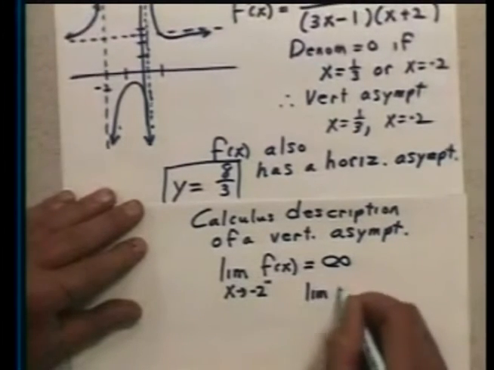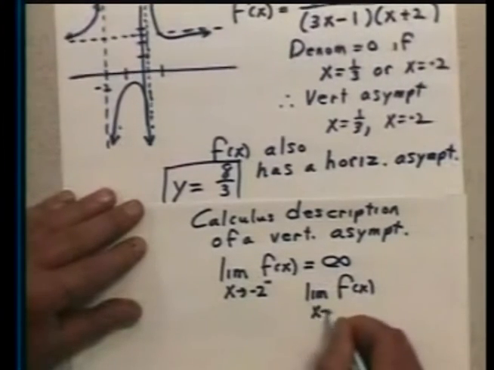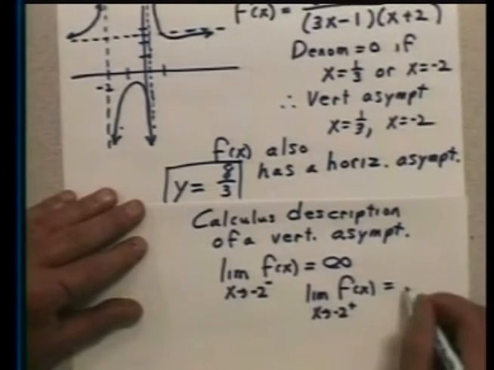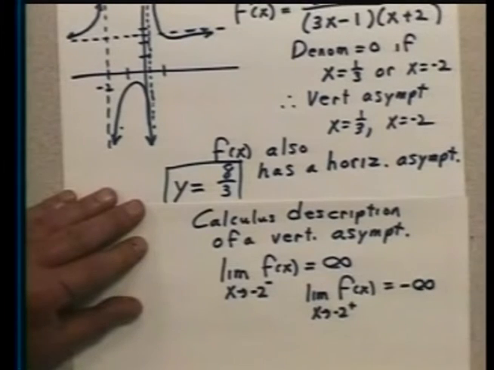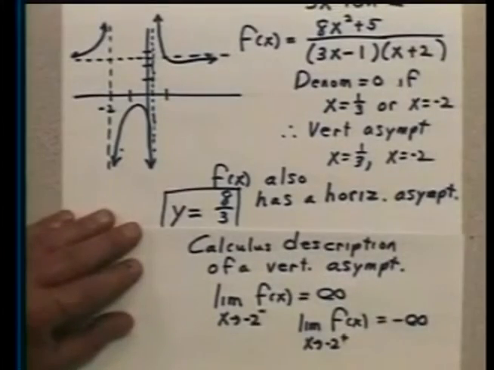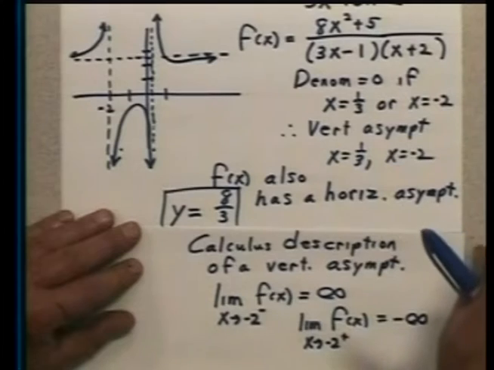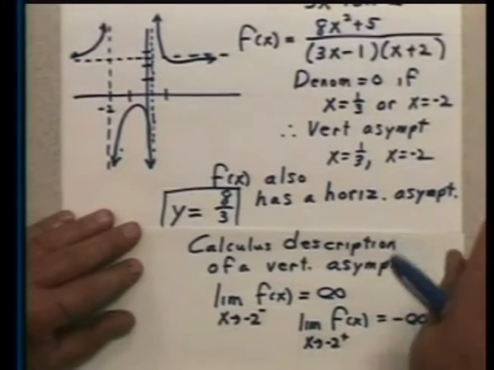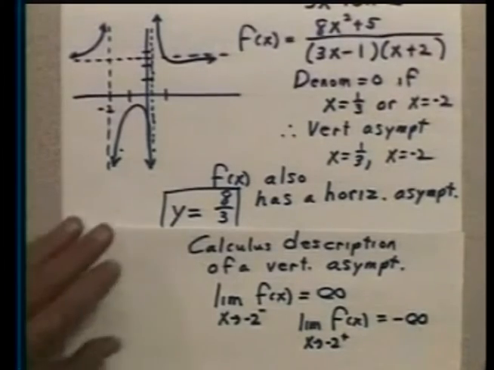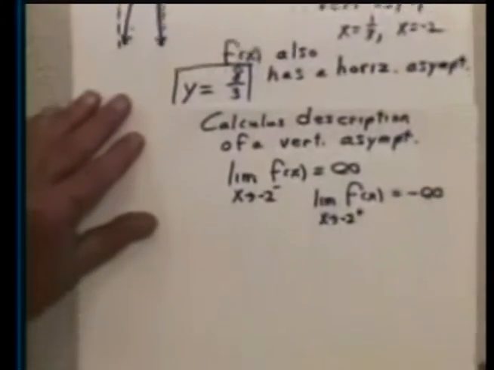Likewise, if I say the limit of f of x as x approaches -2 from the right, you would say negative infinity. If I just said, what's the limit as you approach -2, period, you'd say it does not exist. And you could do the same for 1/3. The point is, you can describe vertical asymptotes in terms of limits whose answer is either infinity or negative infinity. Okay? Now the question is, how could we describe the horizontal asymptote?